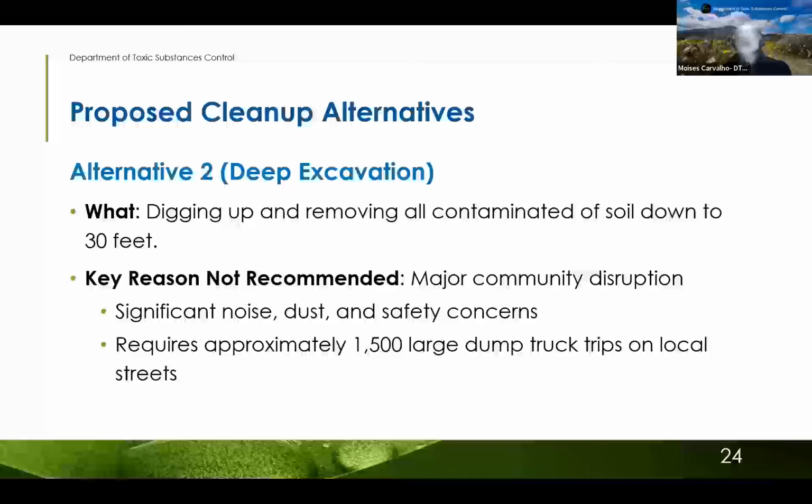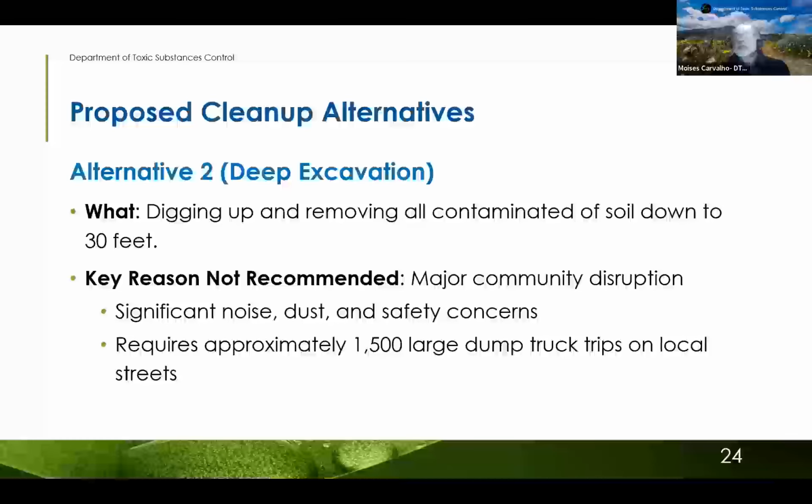So now I'm going to go over the proposed cleanup alternatives. Alternative 2, which is a deep excavation, is very effective at removing all the contamination quickly. However, this would highly impact the neighborhood.